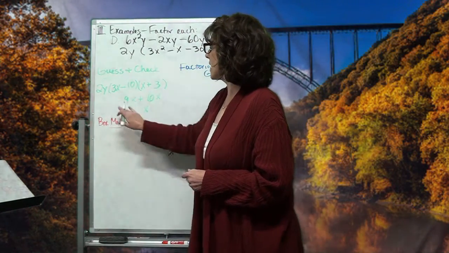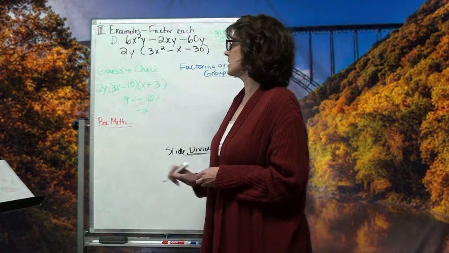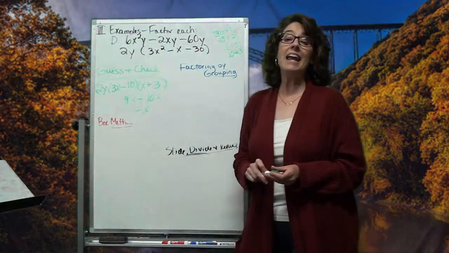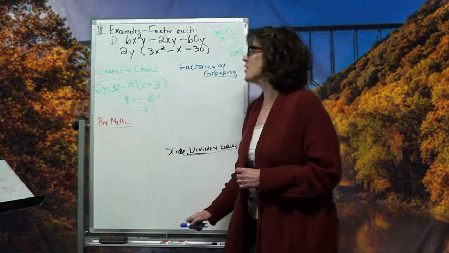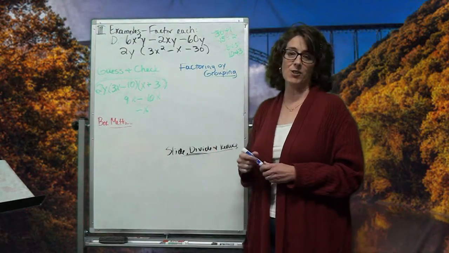So now on the outside, I'm going to get that positive 9x. On the inside, the negative 10x. That gives me the negative 1x that I wanted. There's the right answer. And once again, for those of you who are completely worn out by that guess and check, let's try factoring by grouping.